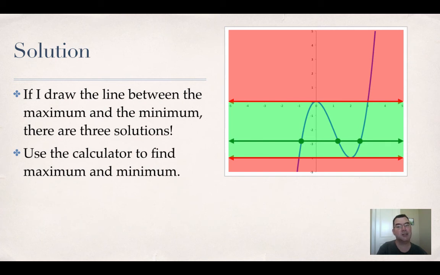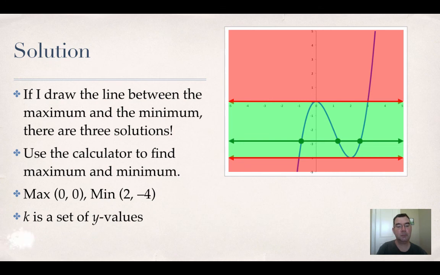I know the x coordinates, but I actually need the y coordinates because my horizontal line has a y value. So the maximum occurs at 0, 0. The minimum occurs at 2 and negative 4. So the y values are what I'm interested in. So that means k can be anywhere between negative 4 and 0. Those are the boundaries of the y values. Notice that it can't equal negative 4 and it can't equal 0.